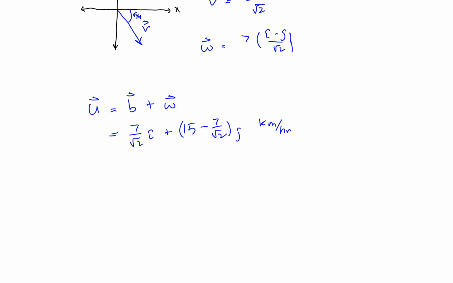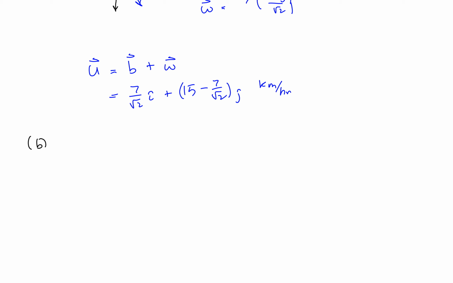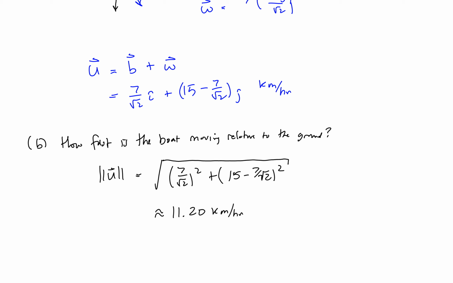And then we could ask, how fast is the boat going relative to the ground? So this has to take into account both. So this is the magnitude of the vector u. So this should be magnitude u, which is the square root of (7 over square root of 2) squared plus (15 minus 7 over square root of 2) squared, which is about 11.2 kilometers per hour.